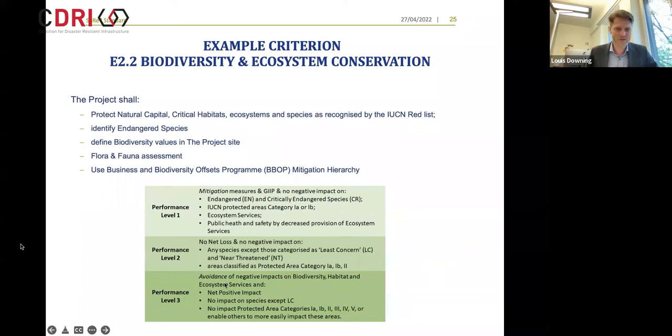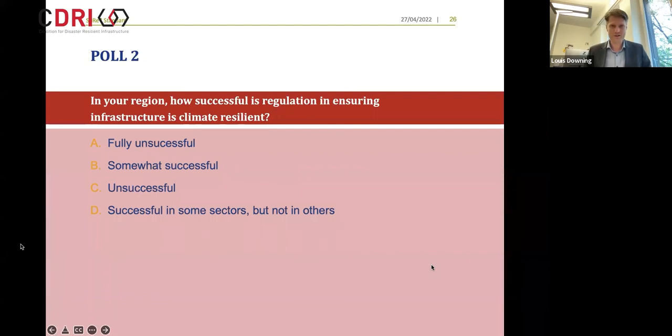And then performance level 3 is complete avoidance of negative impacts on biodiversity, habitat and ecosystems, in addition to a net positive impact and no negative impact, no impact on species except for the lowest level, and no impact on protected areas. So a huge range of the different protected areas. That's more or less how it works for biodiversity and conservation.